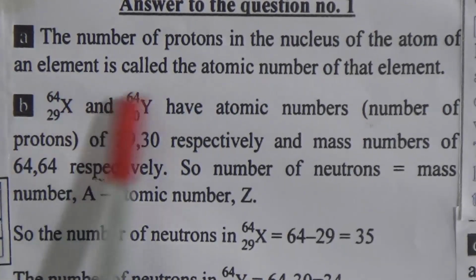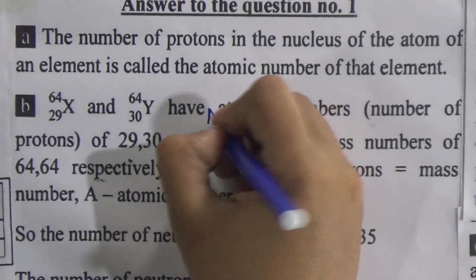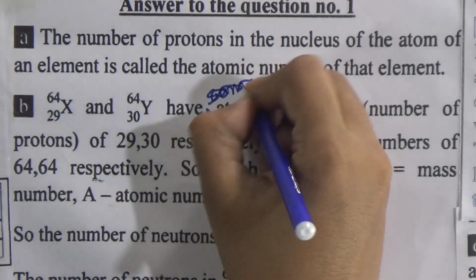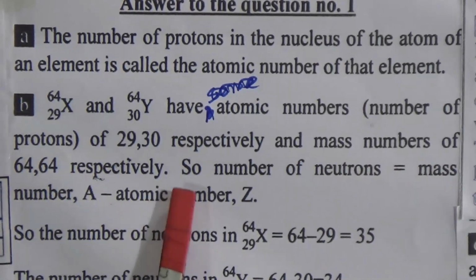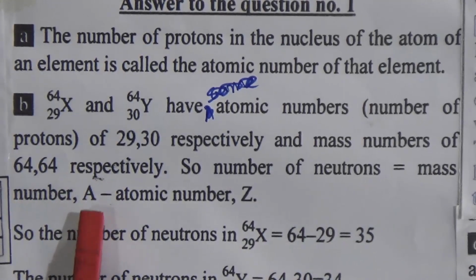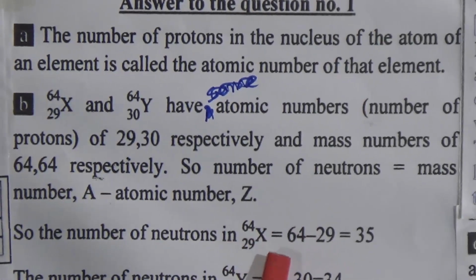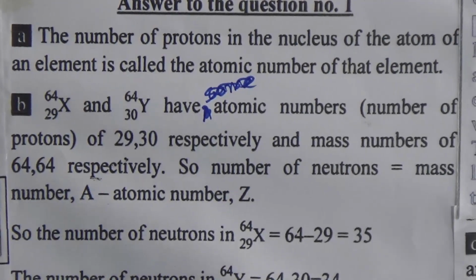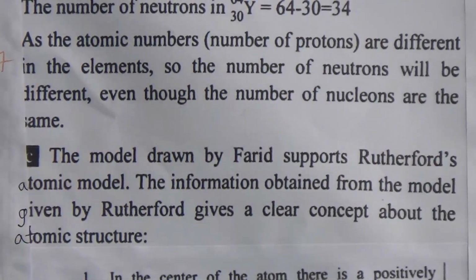X 64 and 23 and Y 64 and 30 have different atomic number of protons. Sorry, it will be incorrect. Same mass number but atomic number is separate respectively, but mass number is 64 and 64 respectively. So the number of neutron, if the mass number is A and atomic number is Z, then it is A minus Z, then number of neutron of X is 35 and of Y is 34. As the number of proton are different in the elements, so the number of neutron will be different, even though the number of nucleon are the same.